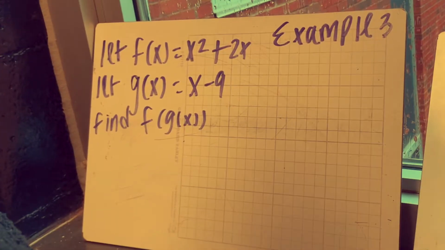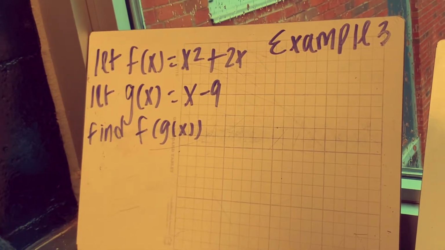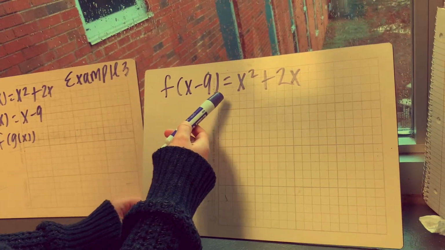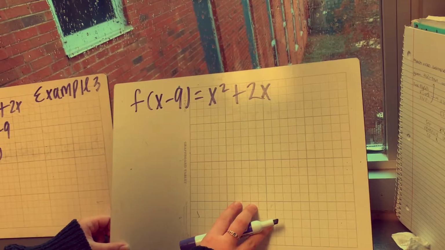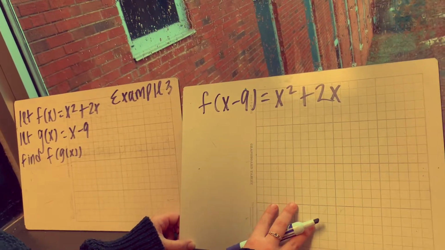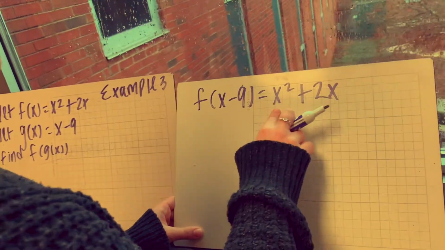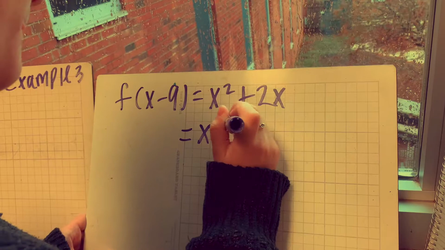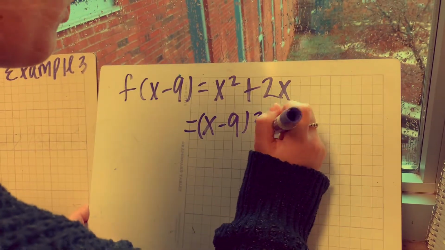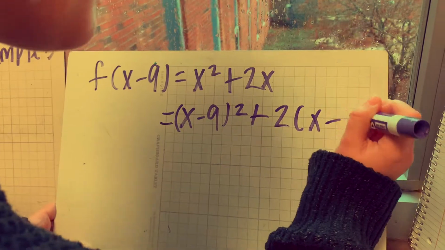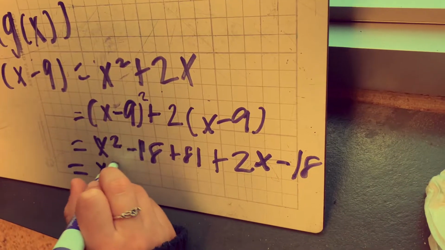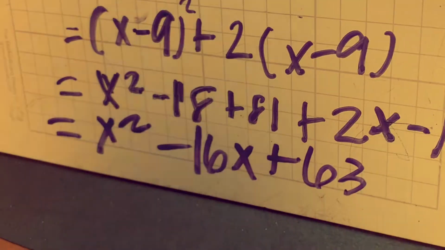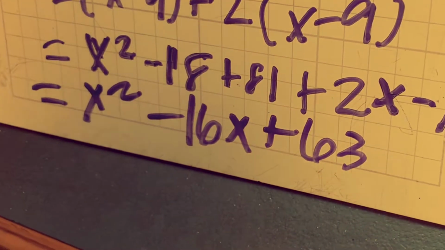Let f of x equal x to the power 2 plus 2x. Let g of x equal x minus 9. Find f of g of x. Where you see g of x, you're going to plug in x minus 9. And then you're going to set that equal to x to the power 2 plus 2x because you're solving an f of x equation with the g of x equation in place of x. And so now where you see x, you're going to plug in x minus 9. And now you're going to solve. Your final answer will be x to the power 2 minus 16x plus 63.